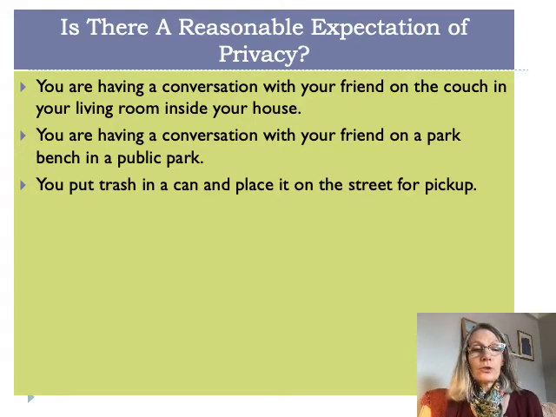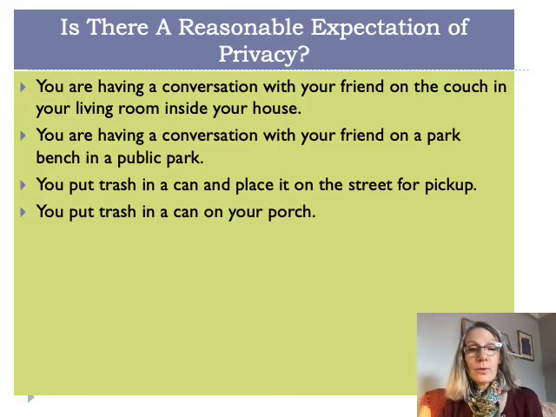How about you put trash in a can and place it on the street for pickup? So I live in Milwaukee. We put our garbage in a garbage can that's outside in the alleyway. Is it reasonable to think that what's in my trash can is private and that if you want to search it, you need a warrant? Or do you think, no, there's no reasonable expectation that what's in your trash can is in fact private?